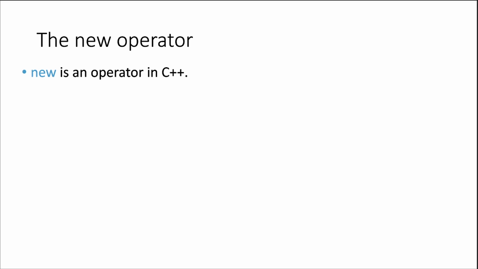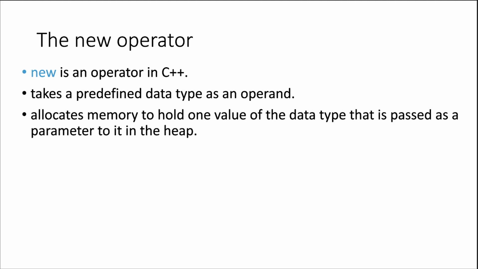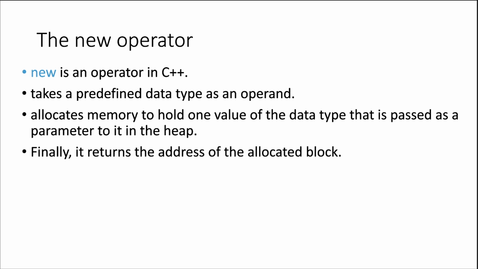The new operator. New is an operator in C++. It takes a predefined data type as an operand, allocates memory in the heap to hold one value of the data type that is passed as a parameter to it, and finally returns the address of the allocated block, the starting address of the block.